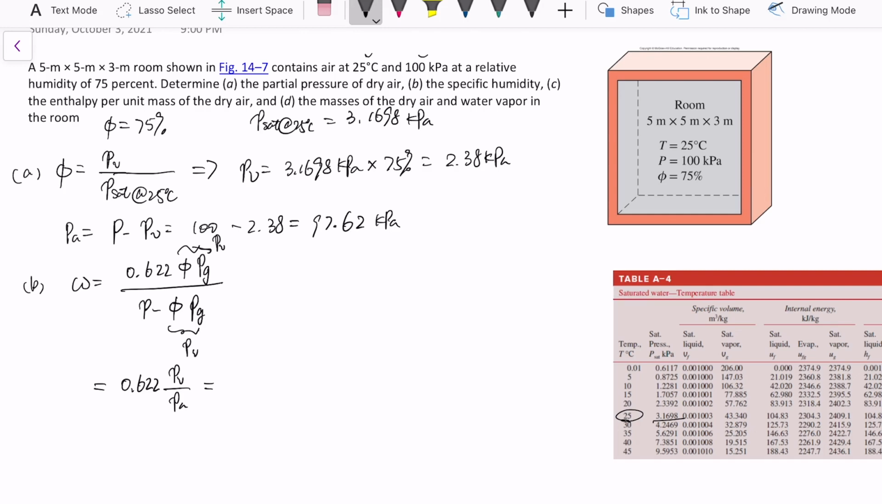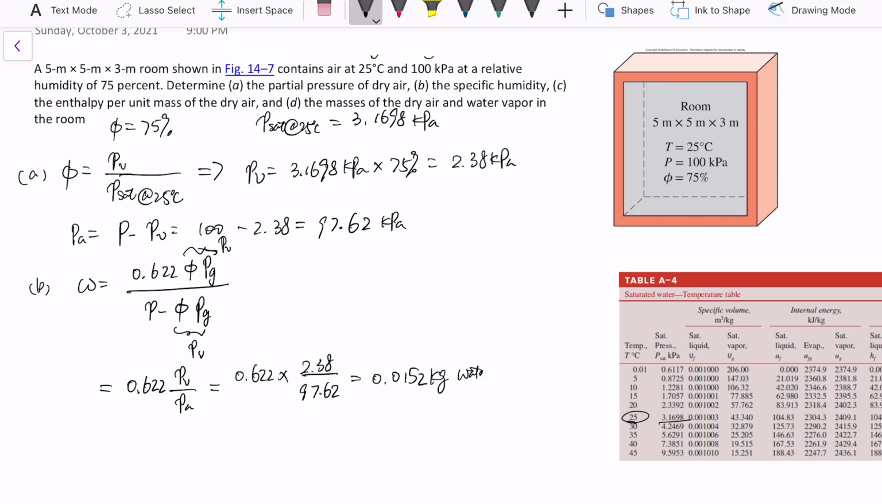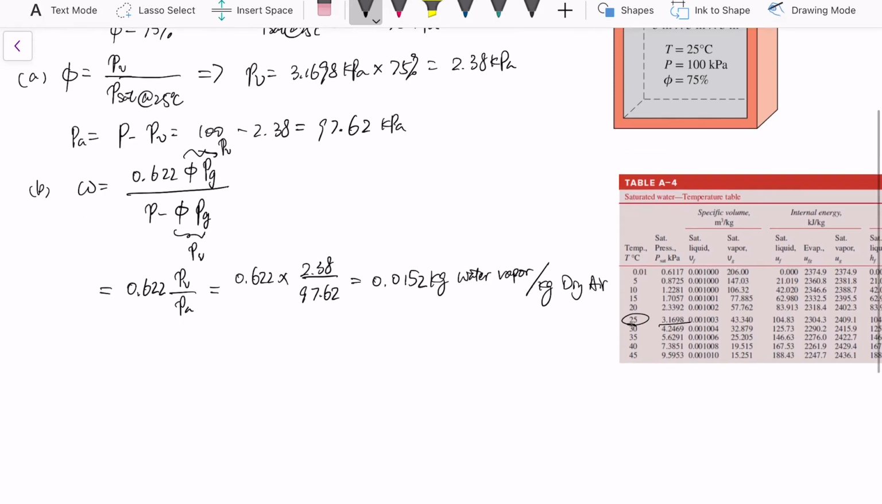So let's do that. It's simpler. 0.622 times 2.38 divided by 97.62, that's 0.0152 kilogram of water vapor per kilogram dry air. So make sure you get the unit correct.